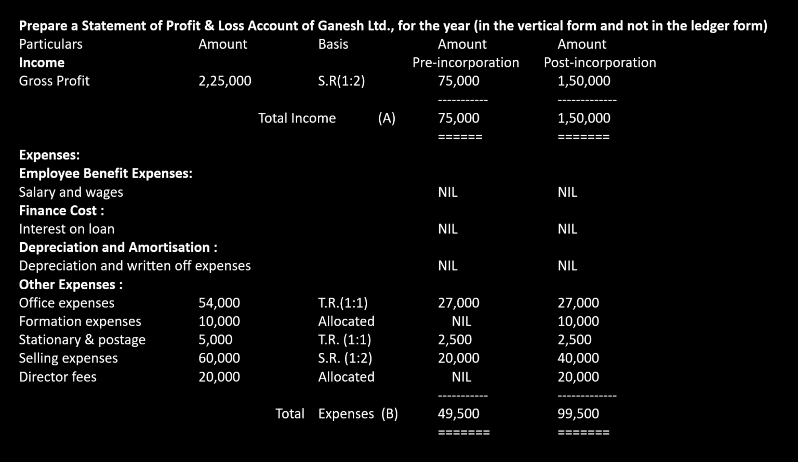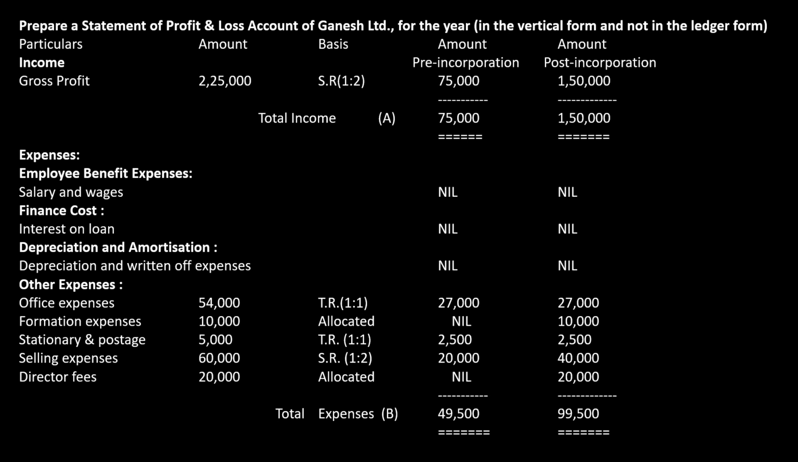Hereafter, you will be doing your P&L in the vertical form, not in the ledger. Debit side, credit side will not be there. Which means you write all your incomes first. Then write all your expenses one by one. There are only 4 headings for your expenses: employee benefit expenses, finance cost, depreciation and amortization, other expenses. In income, you have 2 headings actually.